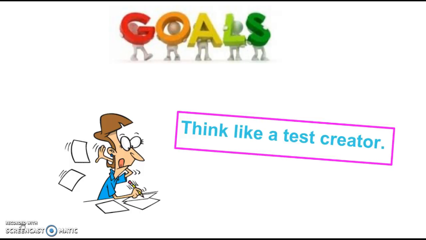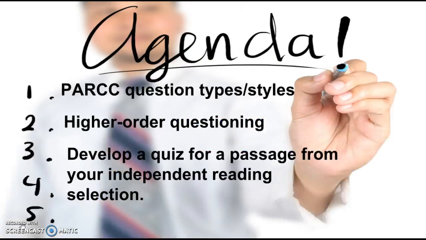Why do you think you should do that? If you can think like the person who makes the test, you know how that person thinks, and you can take the test better. So anyway, go over PARC-style questions, types, higher order questioning. And later today, you're going to develop a quiz for one passage from your independent reading selection, which we may give to another classmate. We'll see how that goes.